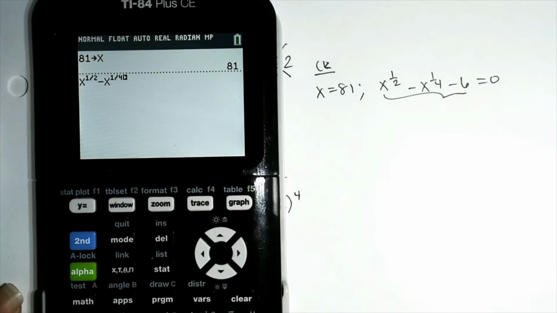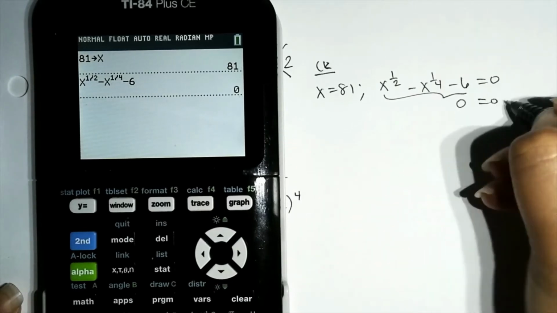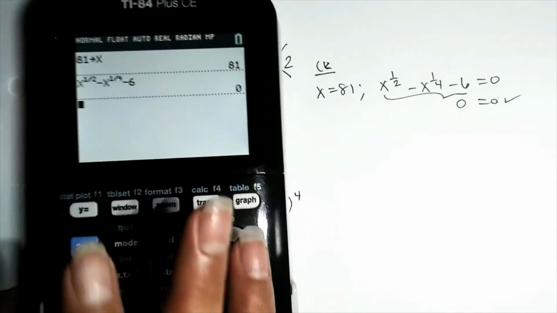So again, I don't use the fraction button, so I don't know where it is. So I always enter all the fractions as division problems. Minus 6, we'll hit enter, and the left side gives us 0, and looks like 0 does equal 0. Okay, so 81 is a solution. But again, just because one answer checks out, it doesn't mean that the other answer has to check out.